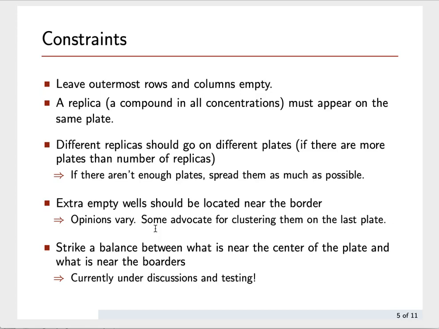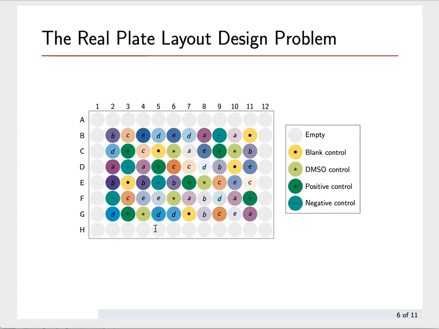On the other hand, we know that there are certain effects that cluster depending on the location on the well. So we would like to be able to account for those effects and distribute them across all the experiments. So the real plate layout design problem would actually look something like this, where we have empty wells in the border and we have a whole mess of controls and compounds and different concentrations that are possibly difficult to do by hand, and those are also difficult to interpret by hand, which is why many scientists try to avoid this.